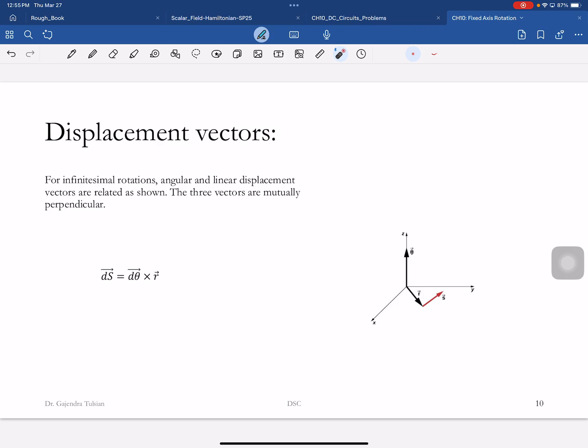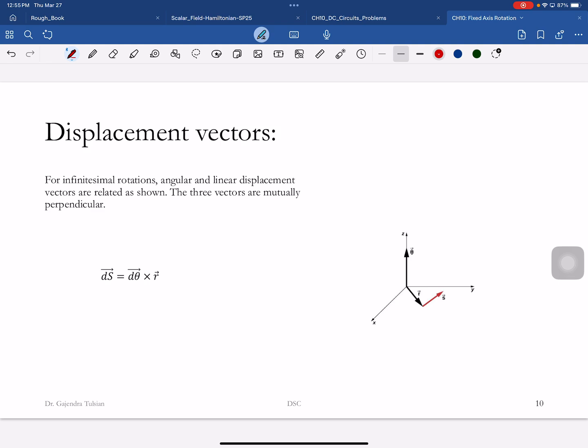Now, it turns out that you can do a vector representation. What this is showing you is the following. Let's imagine a disk here. This diagram is not correct. I need to change the diagram.